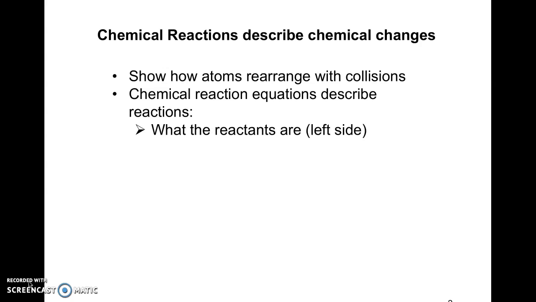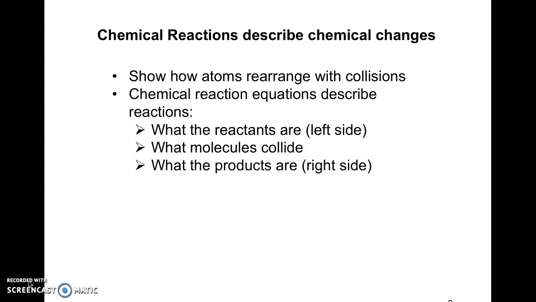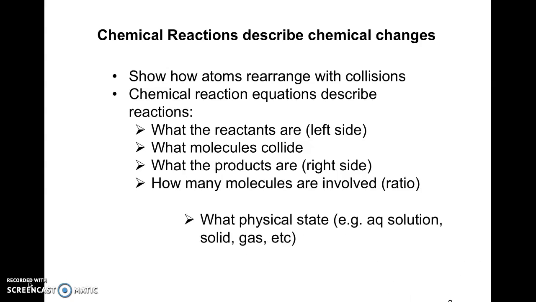It tells us, for instance, what the reactants are, the things that are colliding, and we put those on the left side of an arrow. These tell us what molecules are colliding, and then on the right-hand side of the arrow, we put the products in chemical formula, and the ratio. We have to balance these equations so that we don't lose any material, and that ratio tells us how many of each kind of atom you need to make the product that you get.